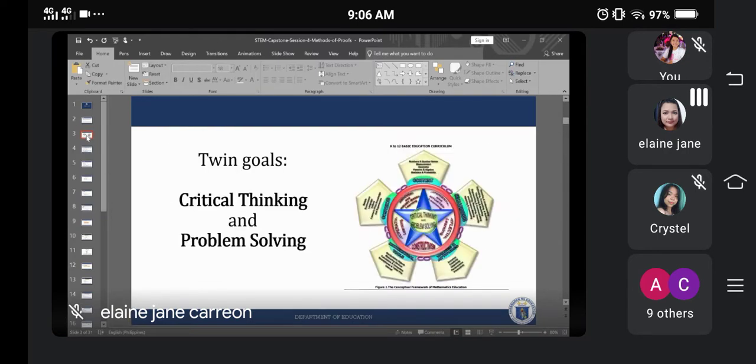In our education, our curriculum guide has these twin goals, which are critical thinking and problem solving. We all know that our mathematical investigation really involves critical thinking and problem solving. That's why we are hitting two birds with one stone.